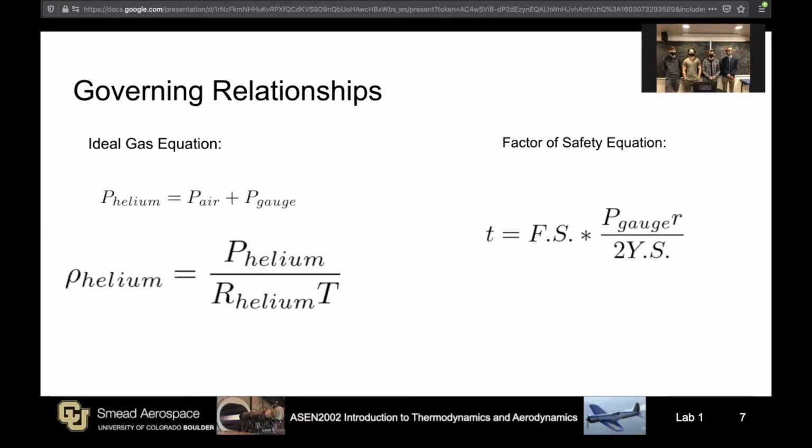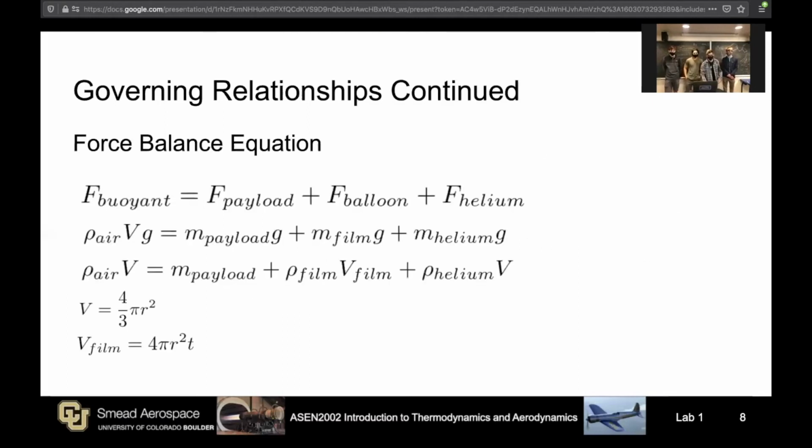And then we use the factor of safety equation. This helped us derive relationships between factor of safety, thickness, and the pressure found from the gauge. Using these equations, we could help develop a MATLAB script furthering these next equations, the force balance equations. Since we wanted to achieve neutral buoyancy, we had to make sure that these equations equaled each other, or if you subtract them, that they added up to 0.